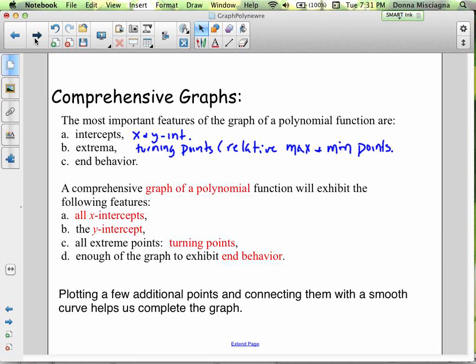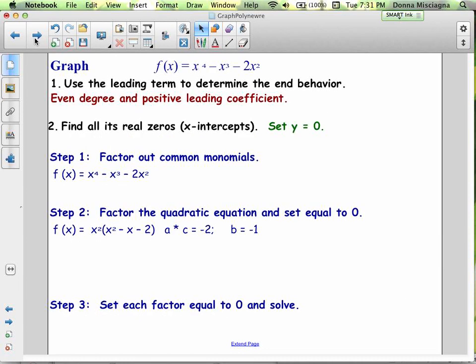But most of them we're going to find. We're going to calculate those out by finding our x-intercepts, our turning points, and our y-intercept. So first of all, now we need to consider our function. And so it is f of x equals x to the fourth minus x cubed minus 2x squared.